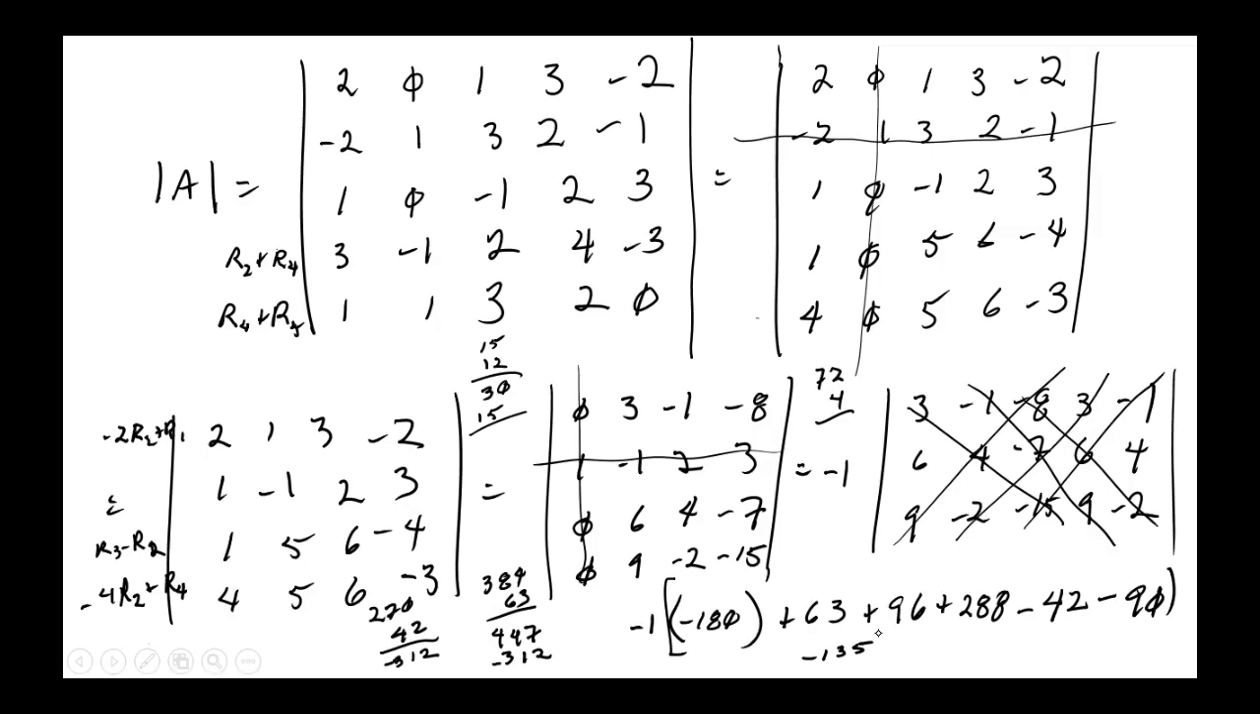Now that's a pretty big number. I'm suspicious. Let's see if that's what they got. Yes, look at that, negative 135. Okay? Now I'm sure they did it differently, and that's perfectly okay to do it differently.